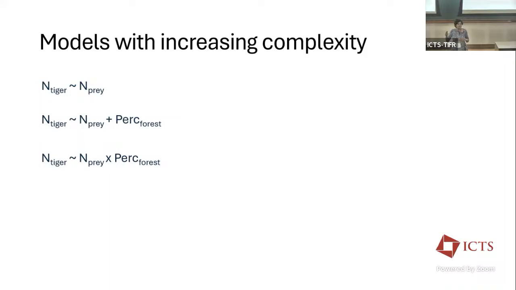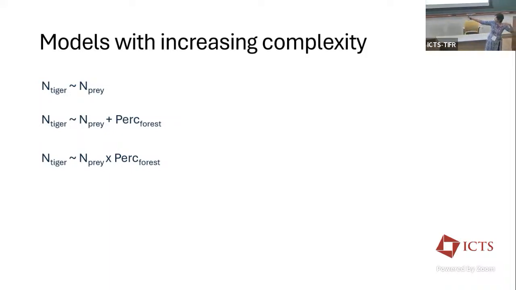Some people said yes. Who knows the difference between an additive and an interactive model? Yes, go ahead. So in an additive model, prey density and forest cover independently would affect tiger density. Okay, perfect. So that's the first half. I'm going to let some other voices also. So in an additive model, I'll repeat it for the recording.